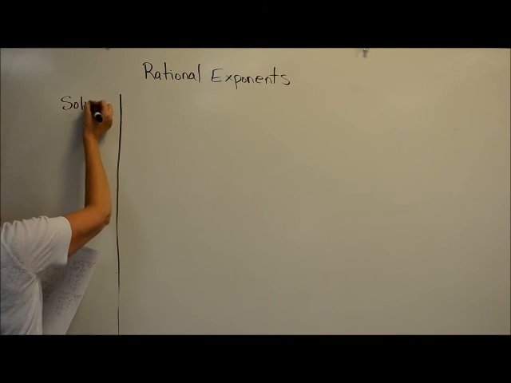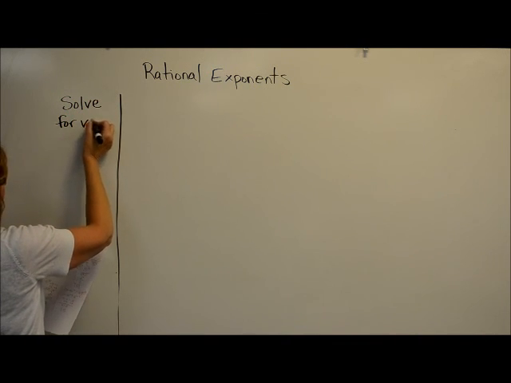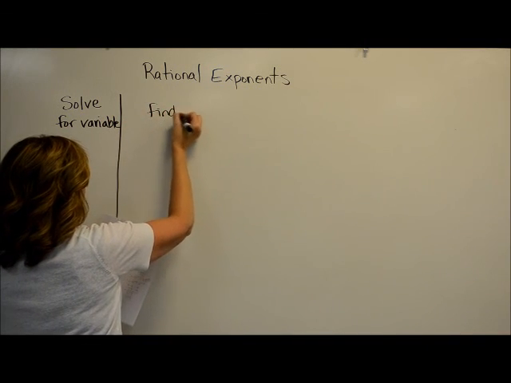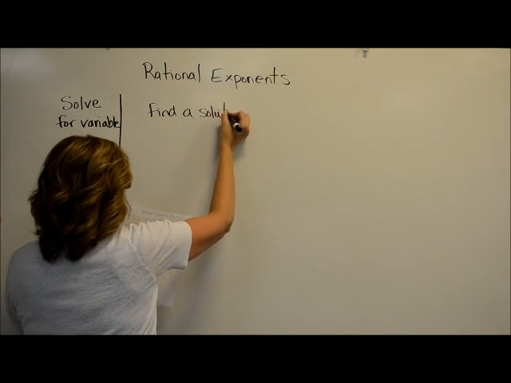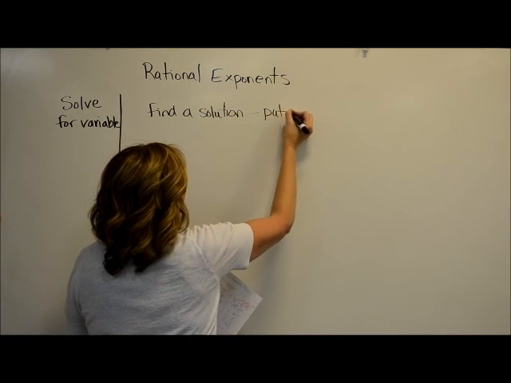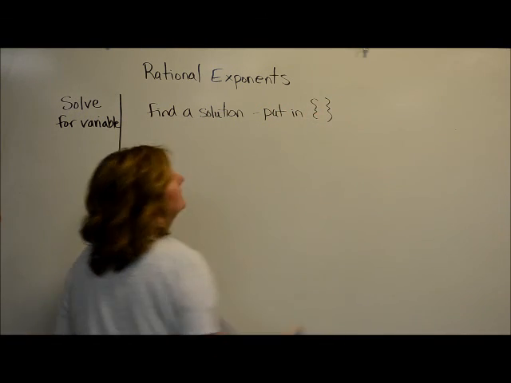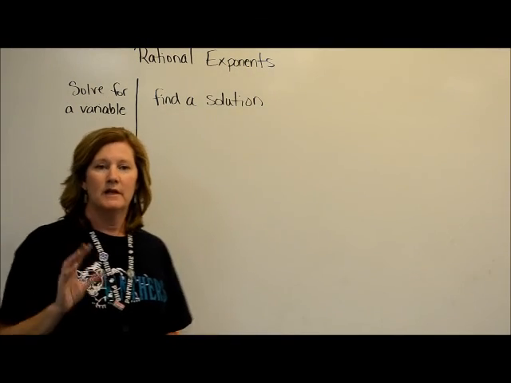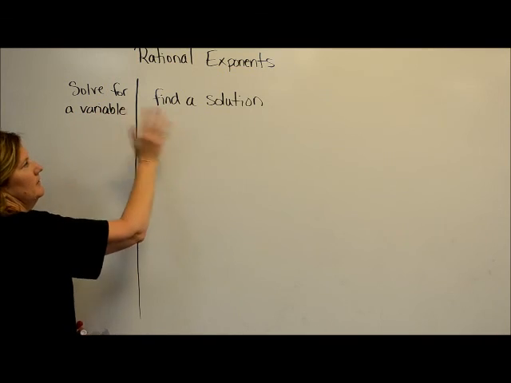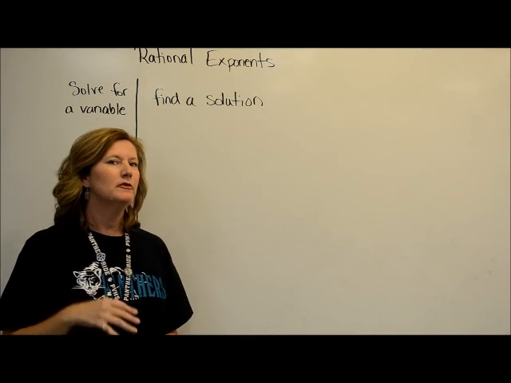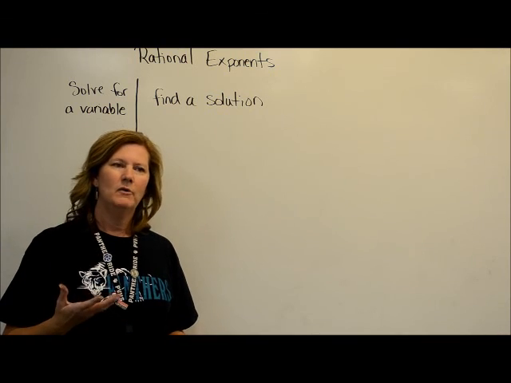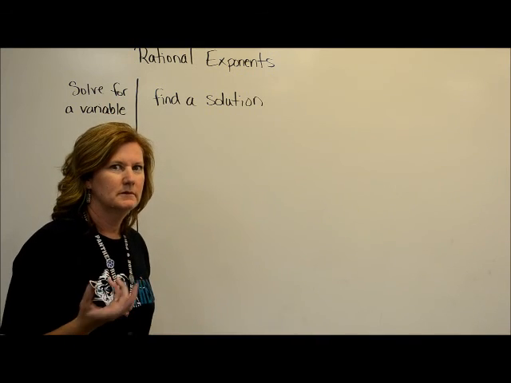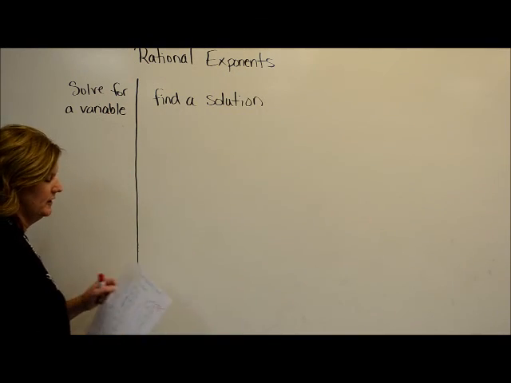Okay, the next one is solve for a variable. And so we need to find a solution. And you're going to have to put it in set brackets. So we're going to solve for a variable, which means I'm going to have to find a solution. So before we were just simplifying, but now we're going to have an equation, so it's going to have an equal sign in it. And we're actually going to have to solve for a value of our variable.